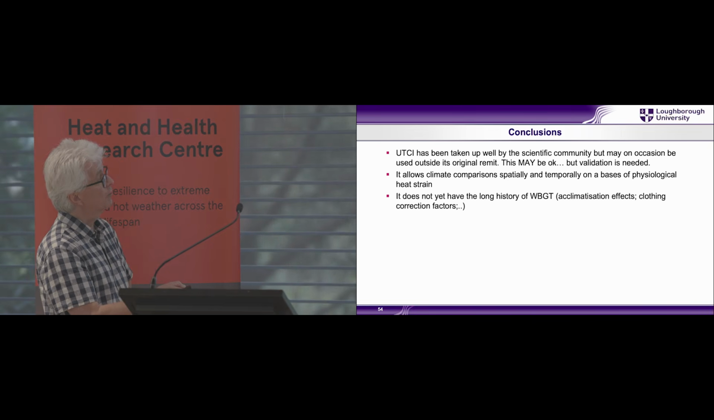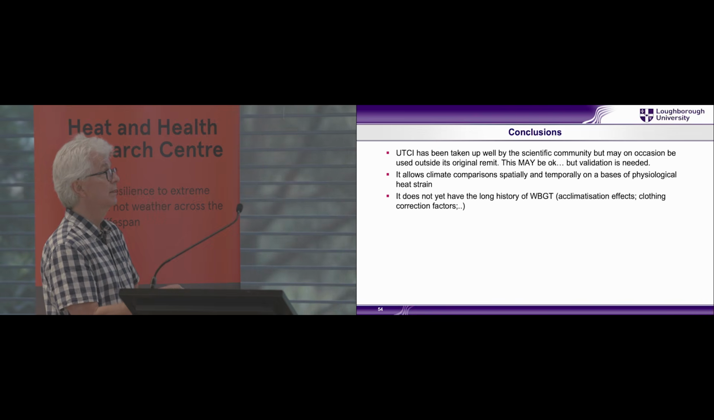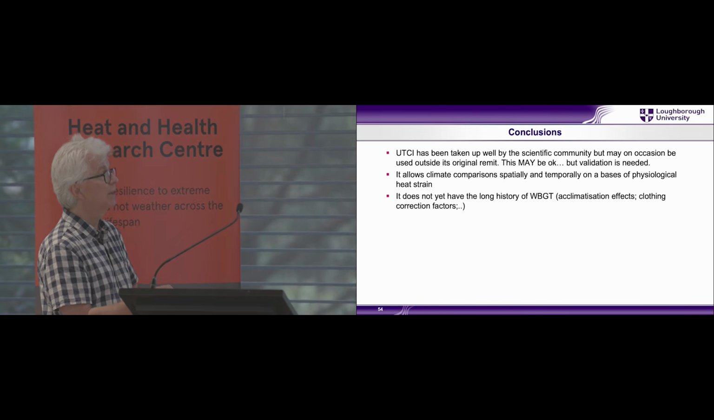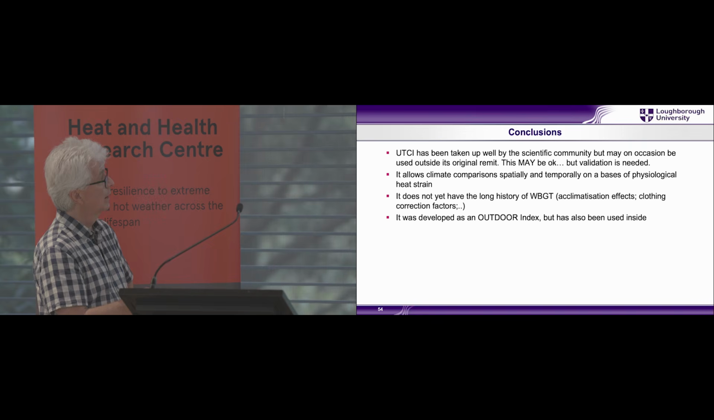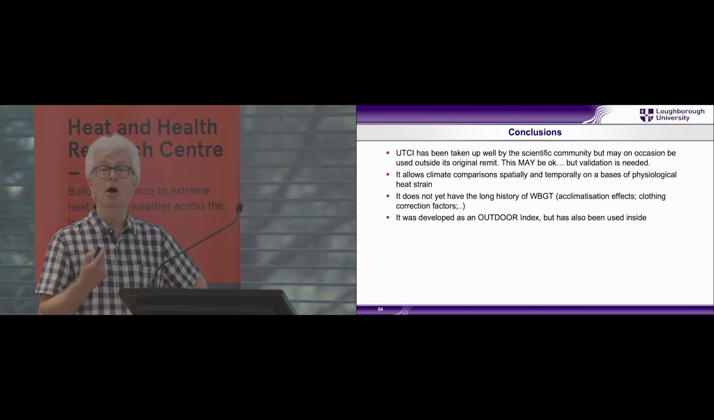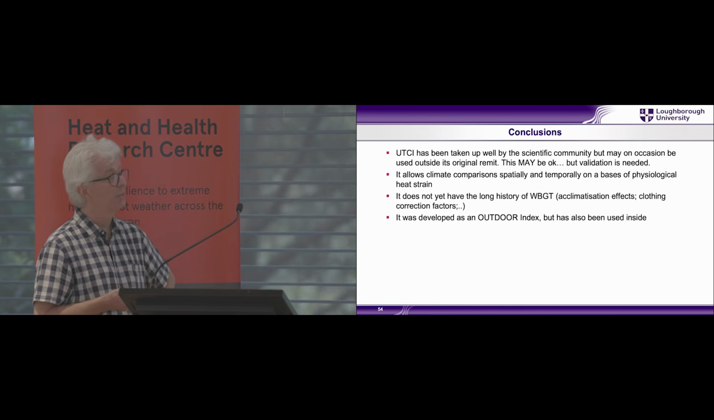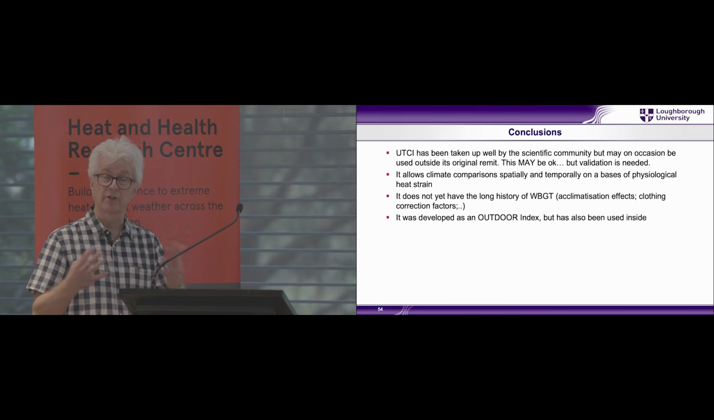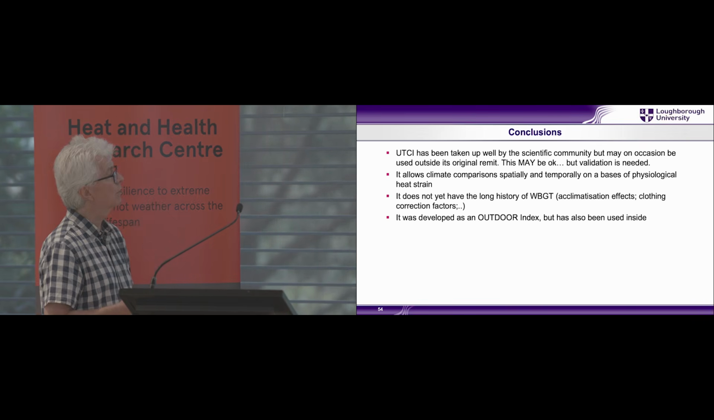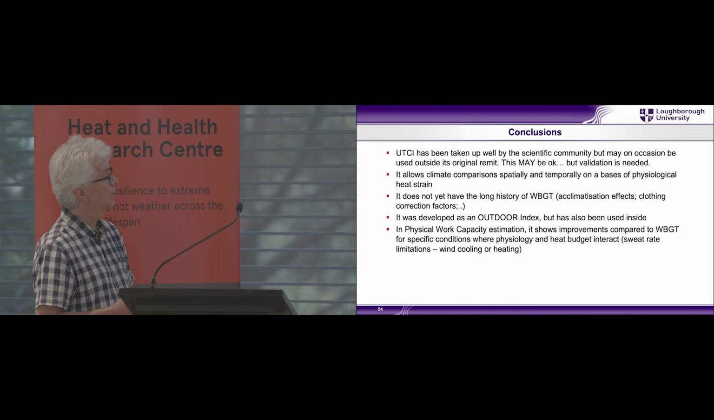But there's a huge amount of work done there which hasn't been done yet on UTCI. Acclimatization effects is one that I'm really keen on doing for the work capacity one, for example. Clothing correction factors, etc. Originally developed as an outdoor index, another thing to keep in mind. But has been used inside. Of course, then your radiation is not going to show that much variability.